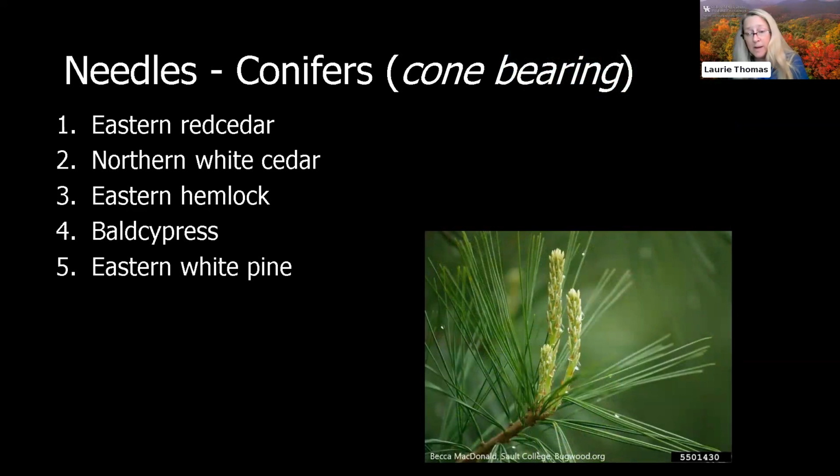And then there's eastern white pine, super common tree in our landscape. Love to plant it as a screen type tree, but its needles are always in groups of 5 unless something's happened and one of them's fallen off. But you can see as I'm pointing the cursor here, there's like a little wooden cup, and it holds all of those needles together, and they'll be in groups of 5.